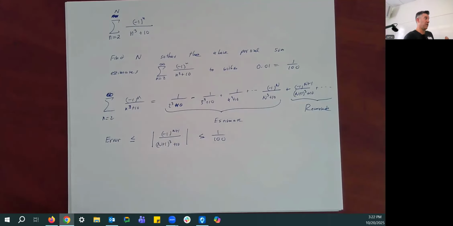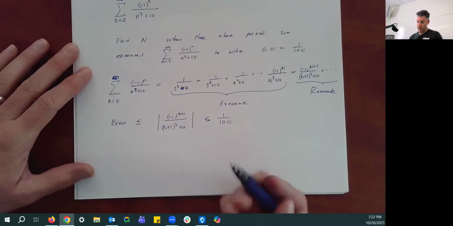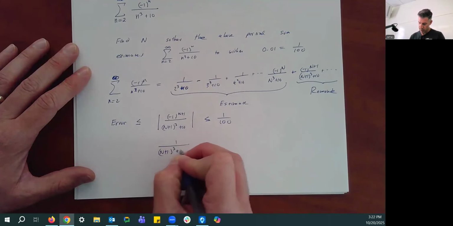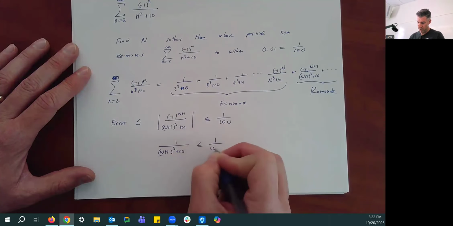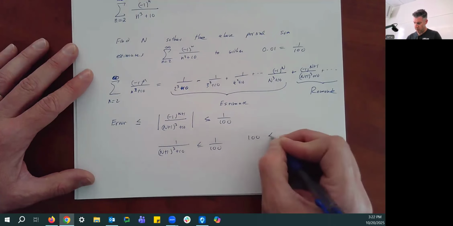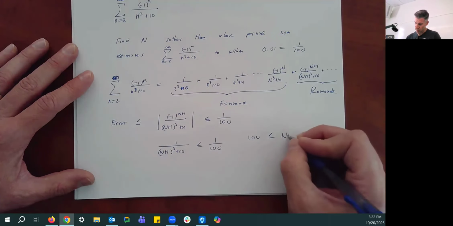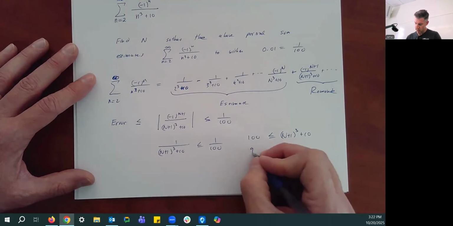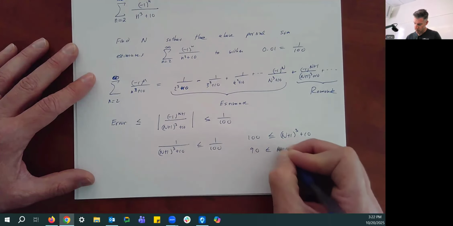This is how I'm imagining doing it. So then I'm going to say this is 1 over n plus 1 cubed plus 10 less than or equal to 1 over 100. I'm going to cross multiply. I'm going to have 100 less than or equal to n plus 1 cubed plus 10, subtract 10. 90 is less than or equal to n plus 1 cubed.